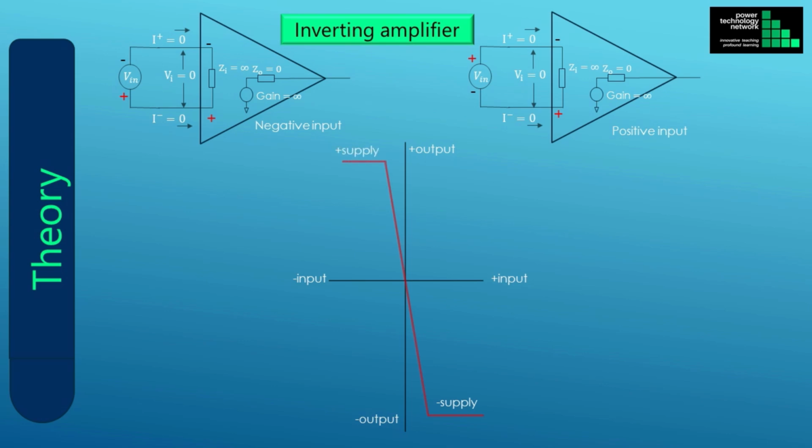From this second quadrant curve it is already clear that the gradient of the curve is quite steep, which is due to the high gain of the op-amp. A small input voltage produces a much larger output.